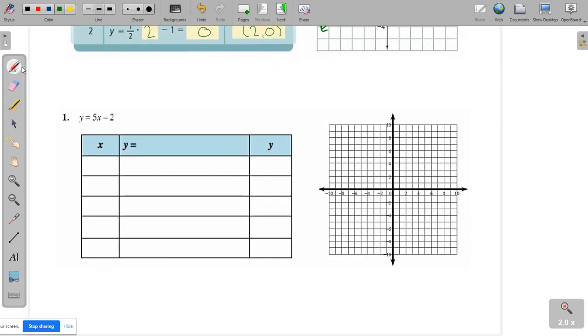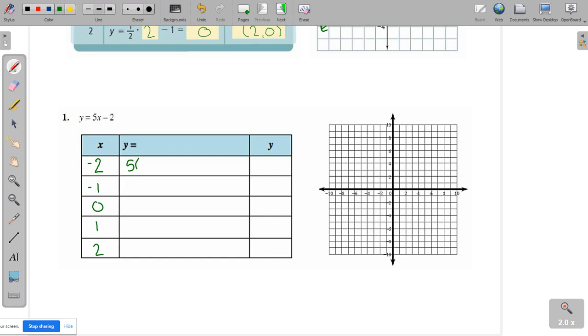Okay, let's look at this next one. So this equation, we have y equals 5x minus 2. We do not have any y values here. We do not have any x values. So we need to choose x values. Let's do our normal ones. So -2, -1, 0, 1, and 2. So let's substitute it in and solve.